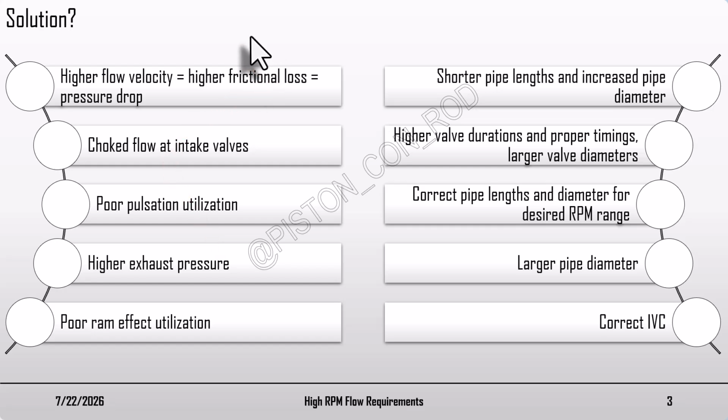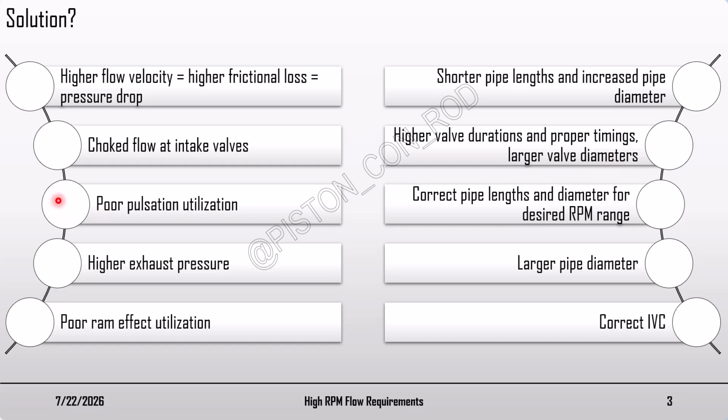So what is the solution? The solutions are pretty straightforward. Like there's a trend, and we know what the trend is. For example, for higher flow velocity, which results in higher frictional losses, you can use shorter pipe lengths and increased pipe diameter. Or for choke flow, you can use higher valve durations and proper timings plus larger valve diameters.